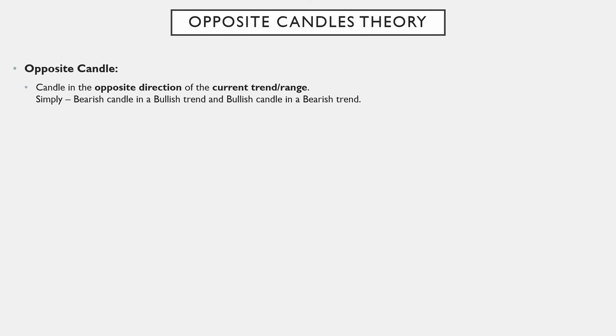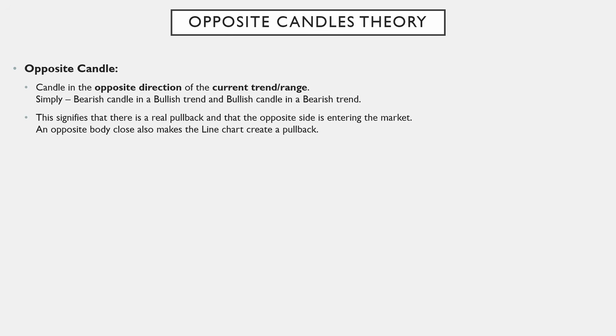So simply, that is a bearish candle in a bullish trend or a bullish candle in a bearish trend. Now, why do we need an opposite candle? Because an opposite candle signifies that there is a real pullback and that the opposite side of the market is entering. Also, how I actually discover this is by going to the line chart.